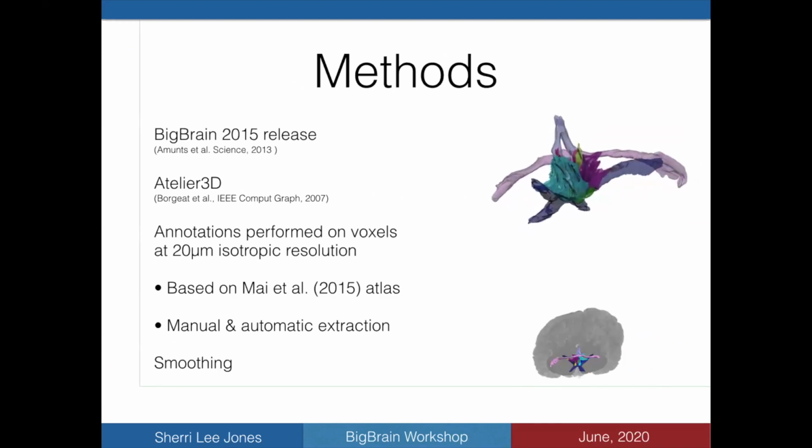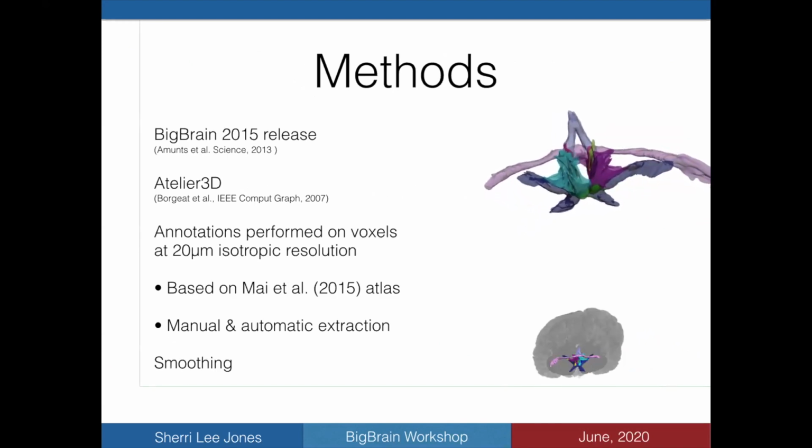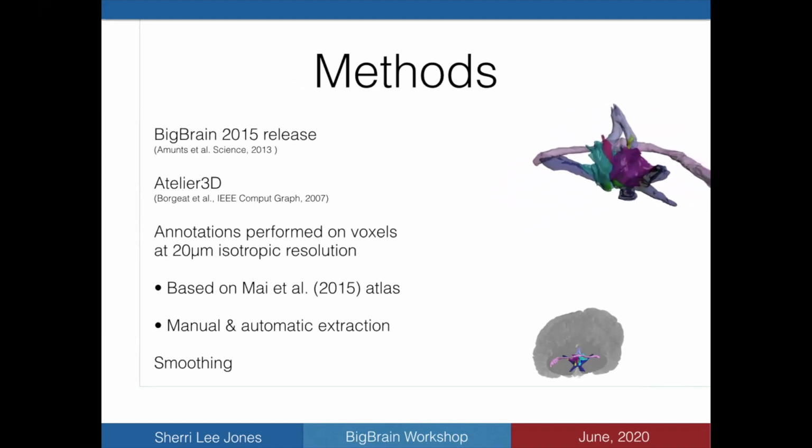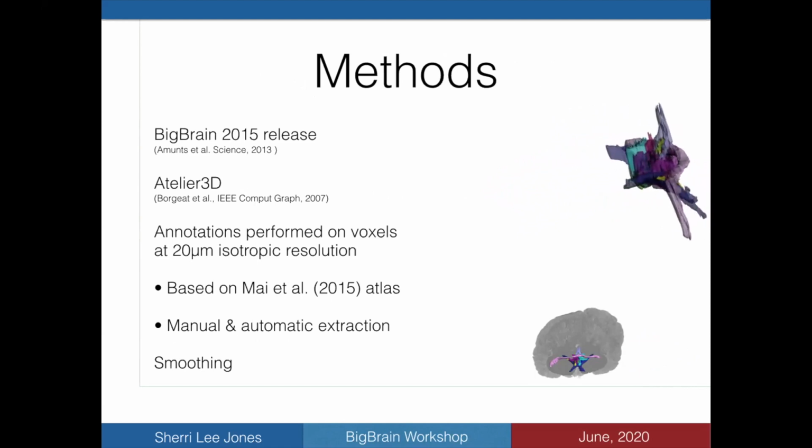The hypothalamus segmentation was performed on BigBrain, the 2015 release, which, as you know, is a post-mortem brain of a 65-year-old man that was cell body stained, digitized, and reconstructed in 3D. We used the annotation and visualization software called Atelier 3D. For each structure that we segmented, the annotations were performed on voxels at 20 micron isotropic resolution, and the segmentations were guided by the May Atlas and the original histological publications.